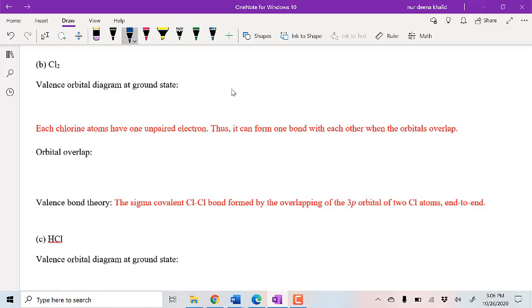Another example is for chlorine molecules. The valence orbital diagram at ground state for each chlorine atoms is 3s2 and 3p5. So if you look at the valence orbital diagram, each chlorine atoms have 1 unpaired electron. Thus, it can form one bond with each other when the orbitals overlap.